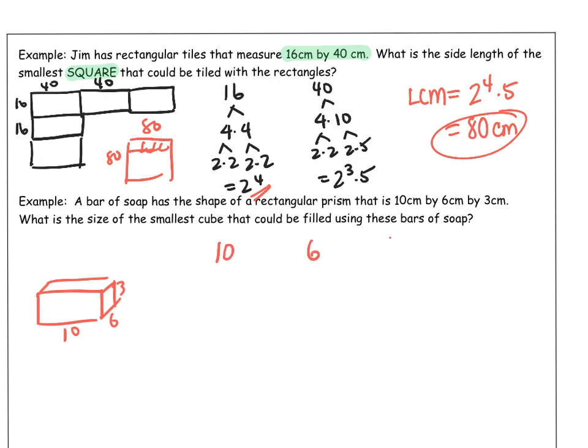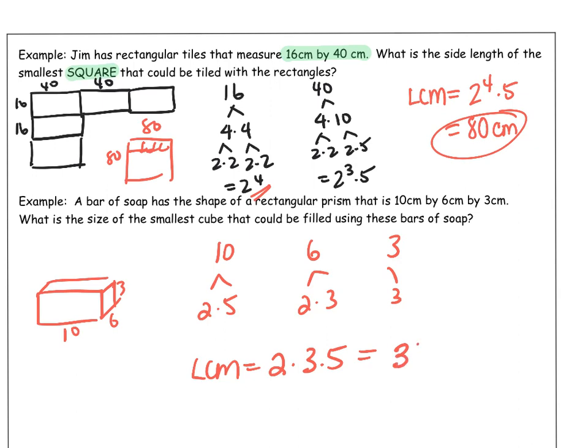I want the lowest common multiple of 10, 6, and 3. So 2 and 5, 2 and 3, and that's just a 3. So I've got 2s, 5s, and 3s. My lowest common multiple is going to be, because I only have powers of 1 anywhere, 2 times 3 times 5, which is 30 centimeters. So my cube has a side length of 30 centimeters, right? So it's a 30 by 30 by 30 cube.